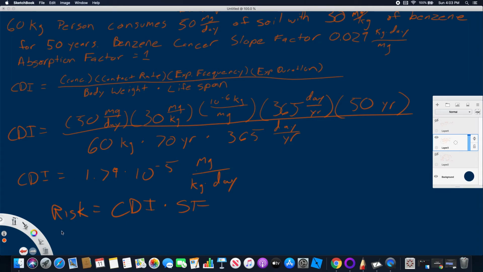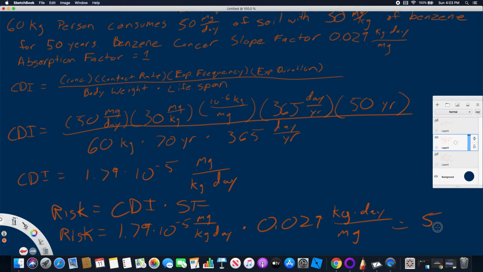Now, we haven't actually used that yet, but your calculated risk here is going to be 1.79 times 10 to the negative fifth milligrams per kilogram day, times our slope factor, which is 0.029 kilogram days per milligram, which in this case is 5.18 times 10 to the negative 7. And this would be considered an acceptable risk.